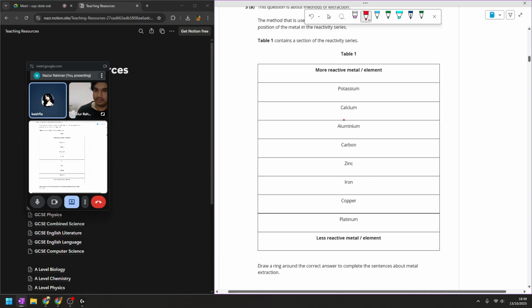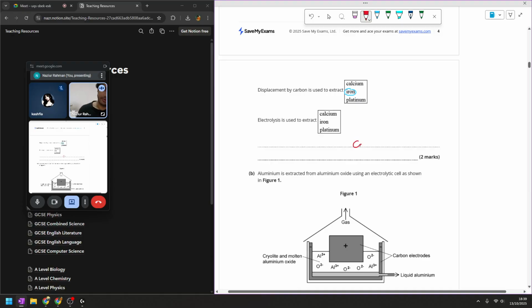It's calcium, yeah. Because calcium is more reactive than carbon, we can't extract it using carbon. So we can only use electrolysis on it. Calcium you would find in the ground as calcium oxide. So how do I get rid of the oxide? Well, I can't react with carbon, so I'd use electrolysis to split the ions up and produce calcium.